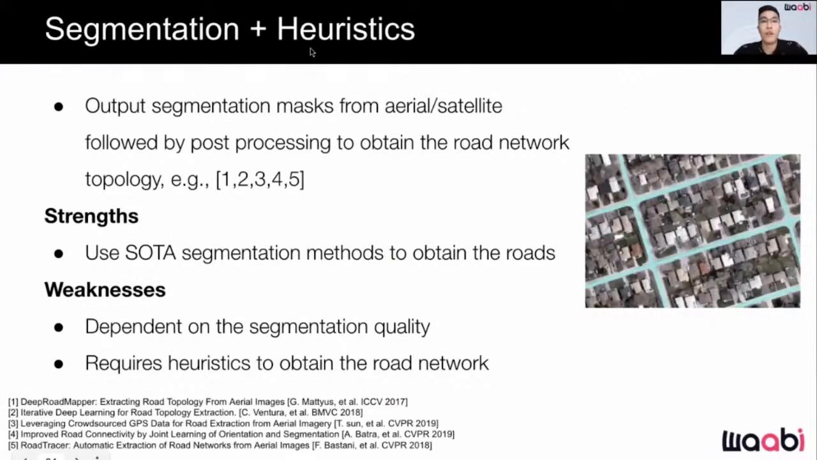For the first category of segmentation-based methods, many works apply road binary segmentation on aerial or satellite imagery, followed by post-processing algorithms to obtain the road network. The strength of these methods lies in that one can use state-of-the-art segmentation methods to obtain the roads. However, this could also be a weakness, since the road network extraction depends on the segmentation quality. For example, if there are occlusions due to building shadows and trees, the extraction might fail. One is also dependent on the post-processing algorithm used, which might prove brittle.